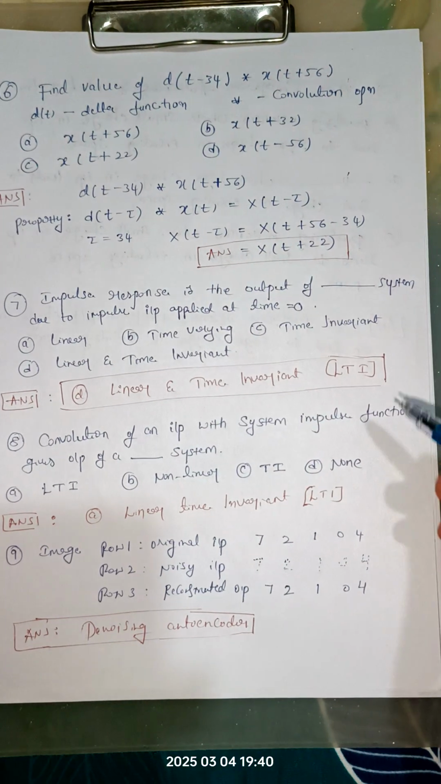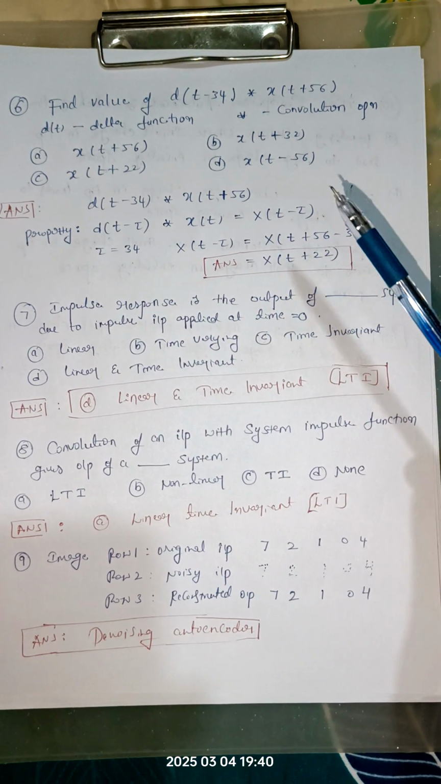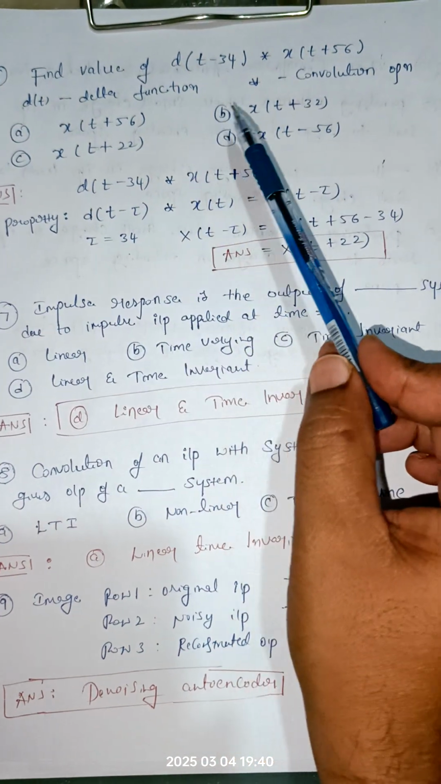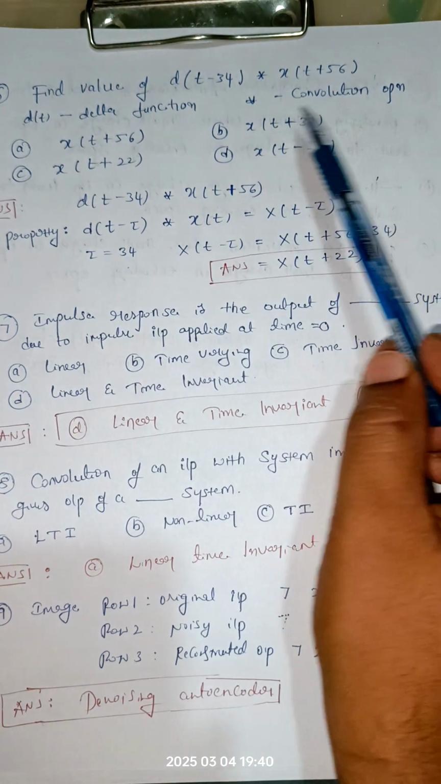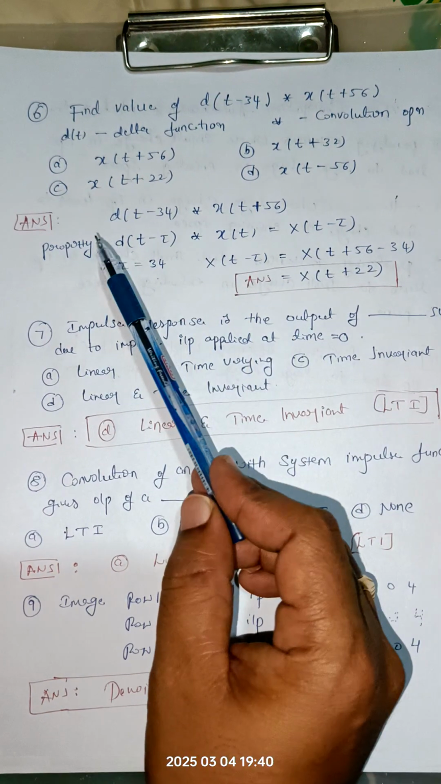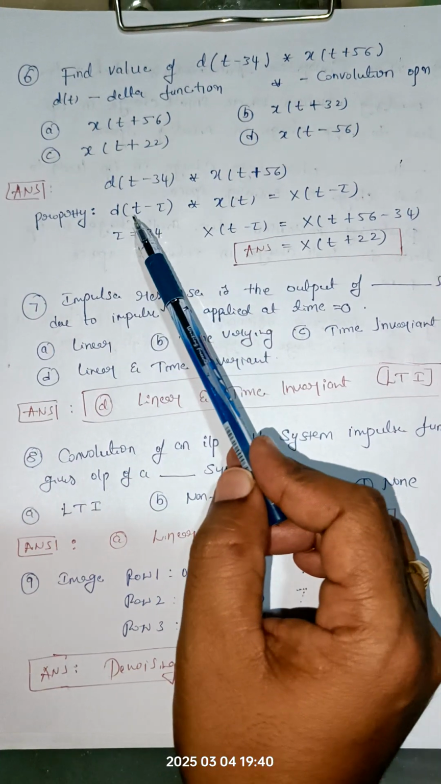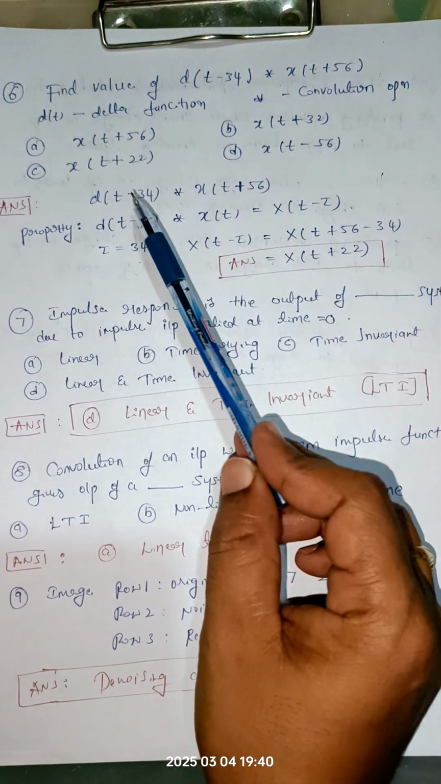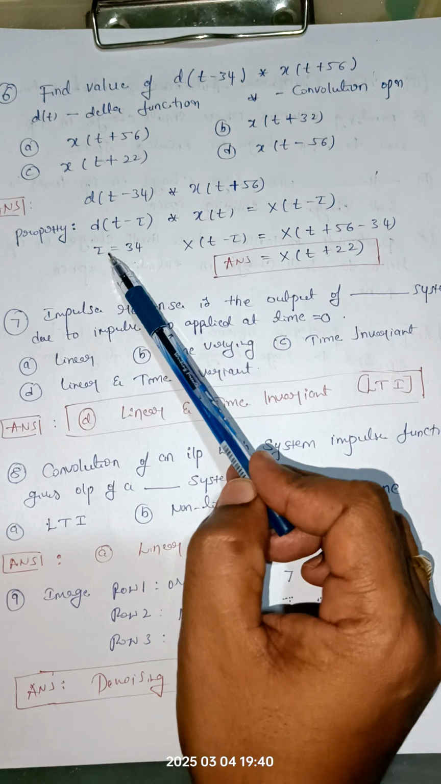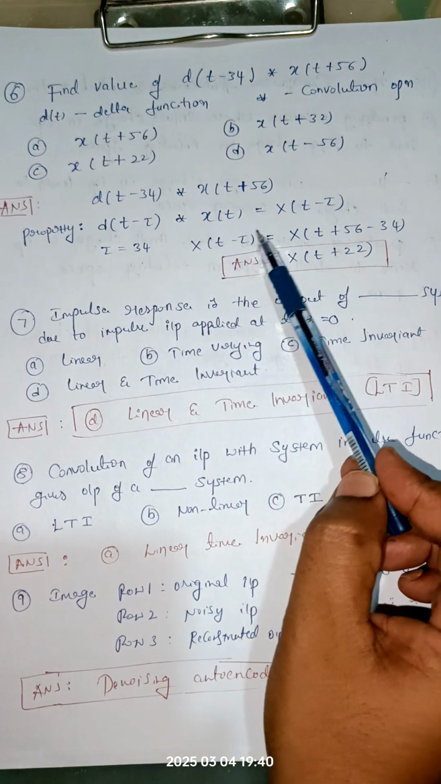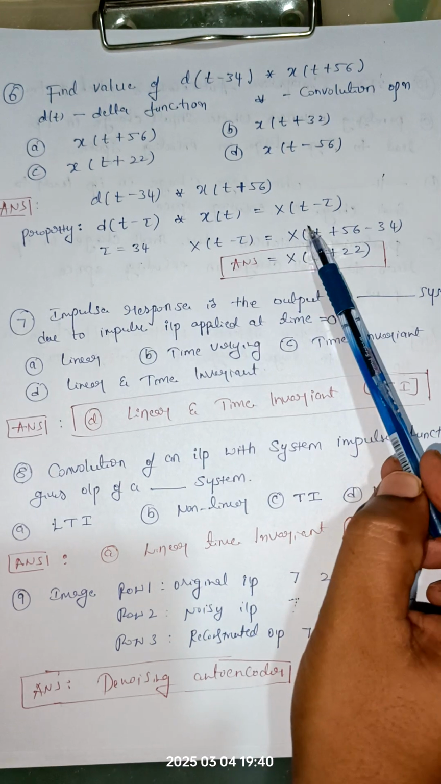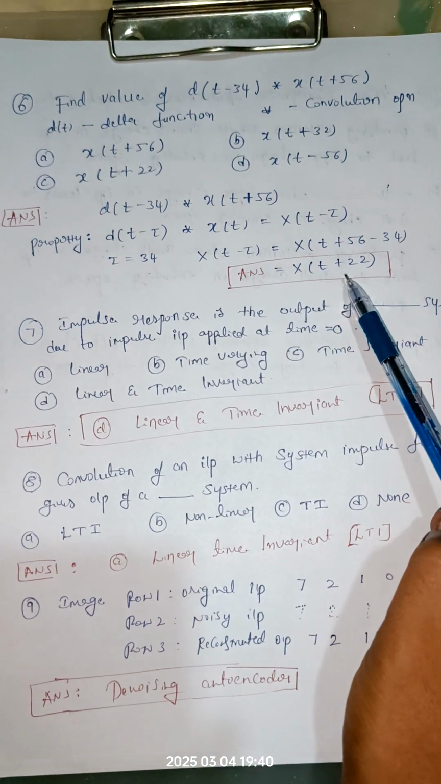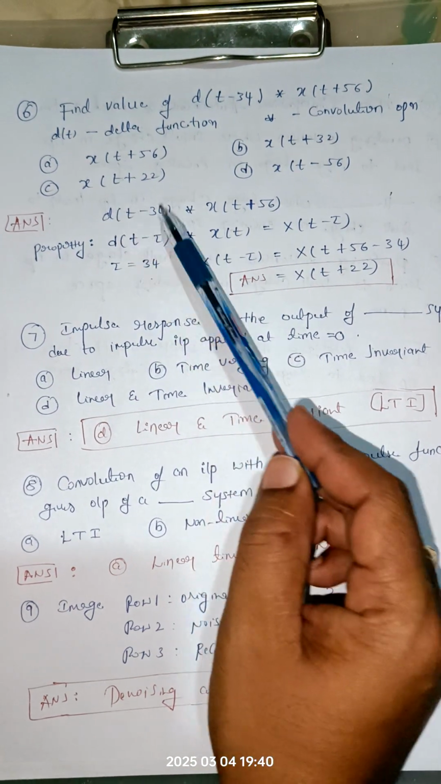So question number 6 is, find the value of delta function of t minus 34 convolved with x of t plus 56. Here delta, d of t, is a delta function and this star is the convolution operation. Four options are given, which one is correct? For this we should use the property of delta, that is, d of t minus 2 convolved with x of t is equal to x of t minus 2. So here from the given we can claim that 2 is 34, and x of t means t plus 56 in this case. If I substitute, I am going to get t plus 22. So x of t plus 22 is the correct answer.